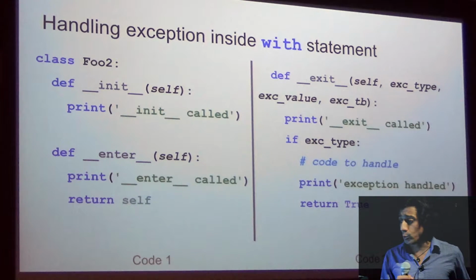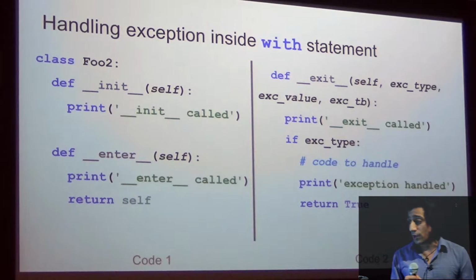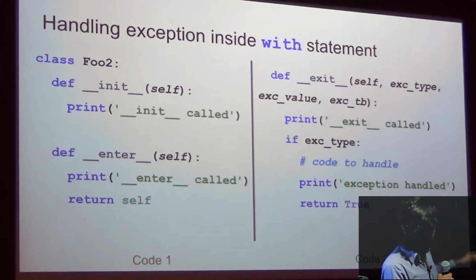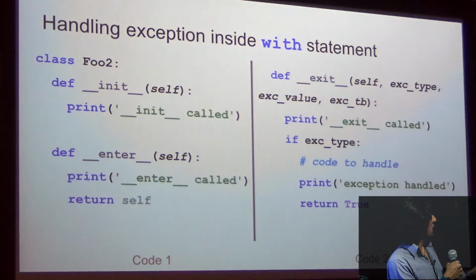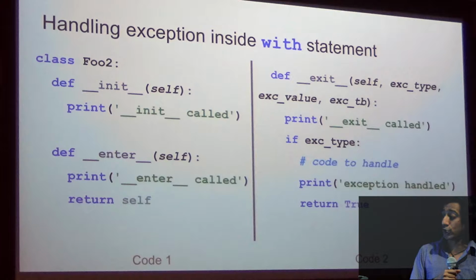So now let's try to create a class that can allow us to handle exceptions within these with statements. So we'll create a class called foo2, have a dunder init method, a dunder enter method, which is the same as before, and then a dunder exit method. And this one will just have some code where, if there is an exception, we'll have some code to handle it. We'll print that we handled it and return true so we can suppress it going up the chain.